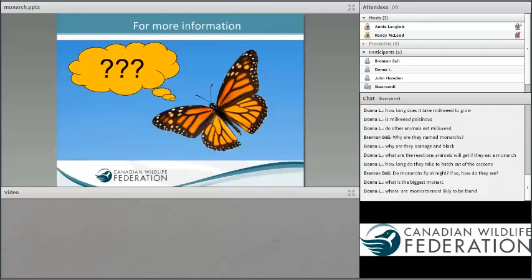What is the biggest monarch? The biggest monarch that's been found was 10.3 centimeters wide, so a bit more than 10 centimeters wide, where the butterfly is the widest.